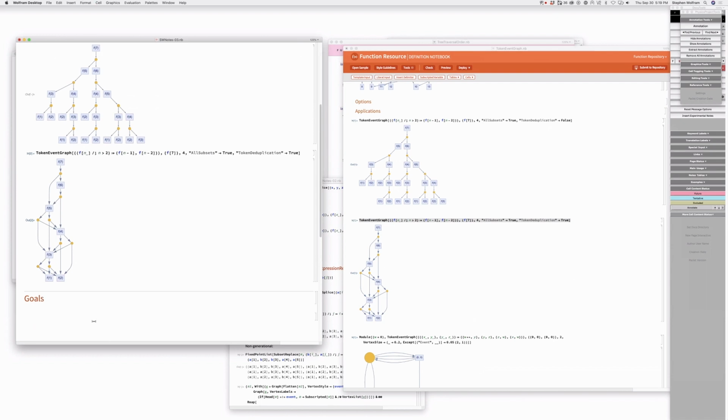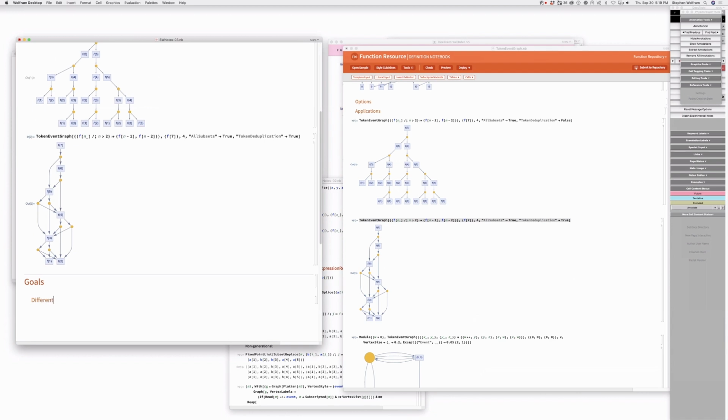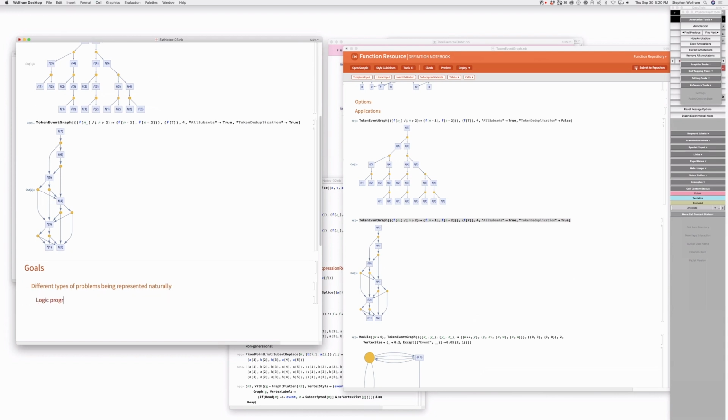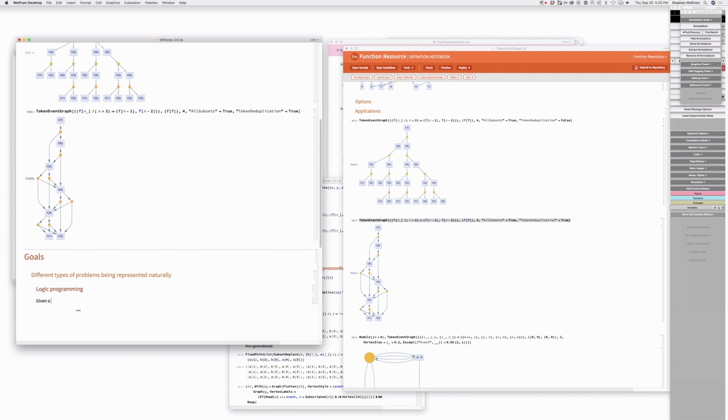First thing is different types of problems being represented naturally. Okay, so an example is logic programming, where you state a goal, and given a goal and certain moves, can you reach a conclusion, right? That's one case, being able to represent that naturally.